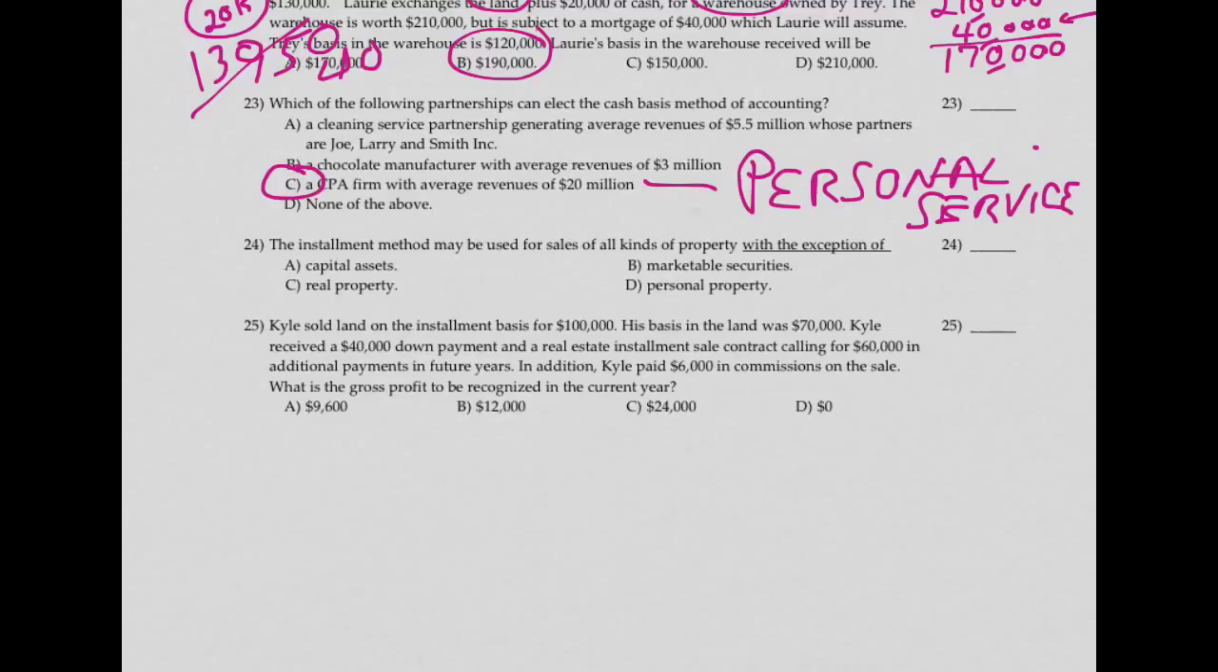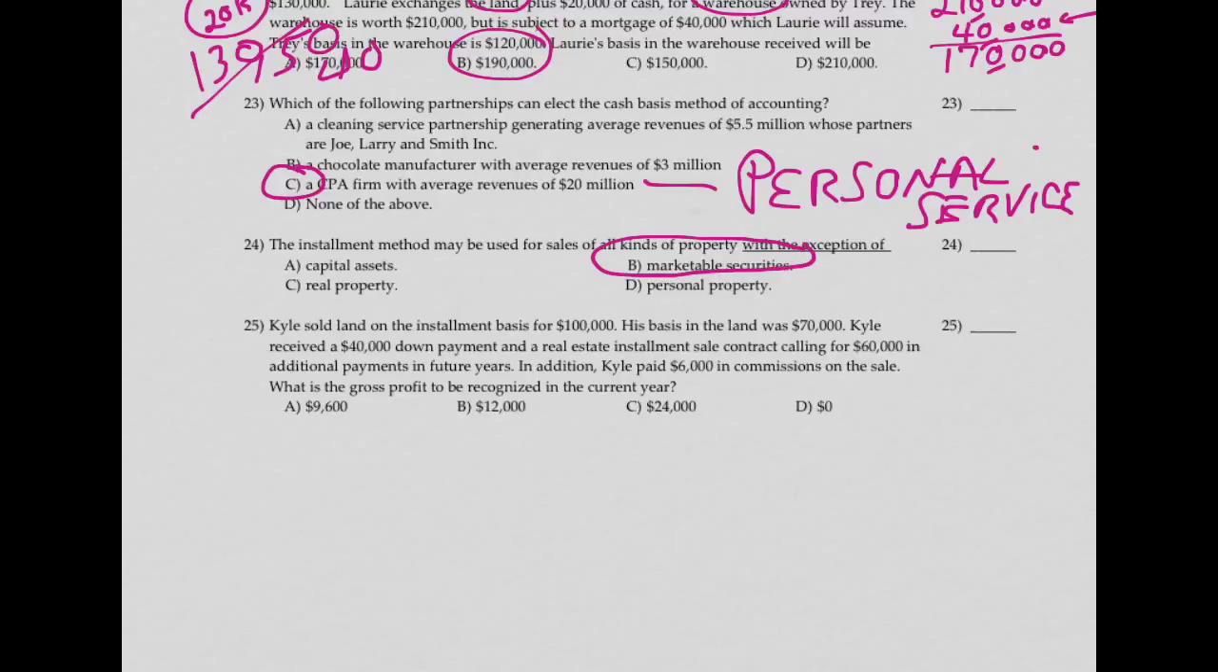The installment method may be used, and this is back to one topic. The installment method may be used for all kinds of sale property with the exception of, and this is just something we had to learn, it was on the slides in the textbook, marketable securities is the exception. Everything else qualifies. Inventory does not, so keep that in mind.